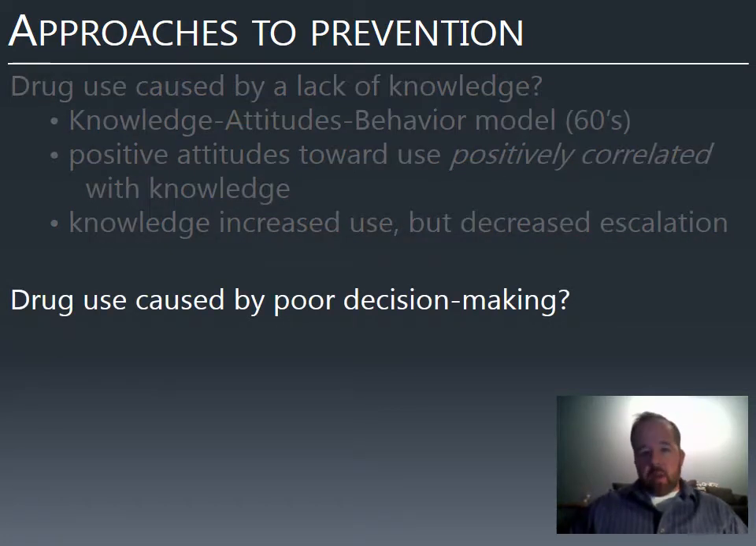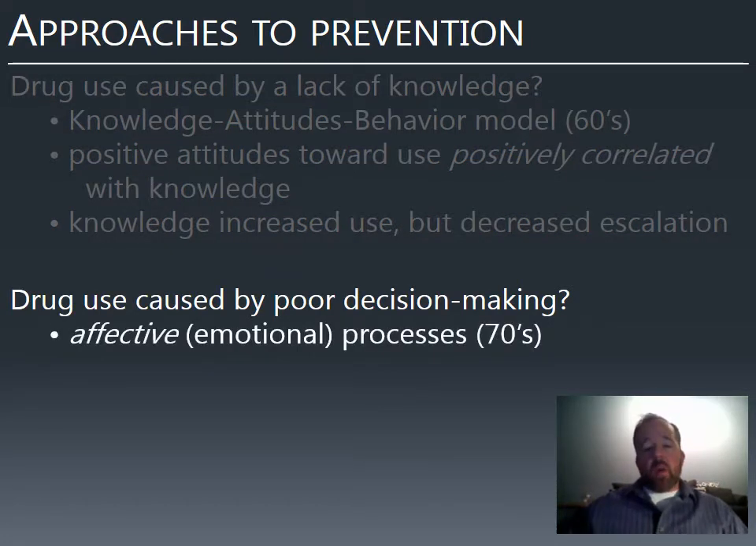The second model that came along, in the 1970s, was the idea that drug use is not caused by a lack of knowledge, that people are more or less aware of what drugs do and what their effects are, but that drug abuse in particular results from poor decision making. And so here the idea is that it's not cognitive awareness of drug use consequences. It's the affective processes that seem to drive drug use behavior.